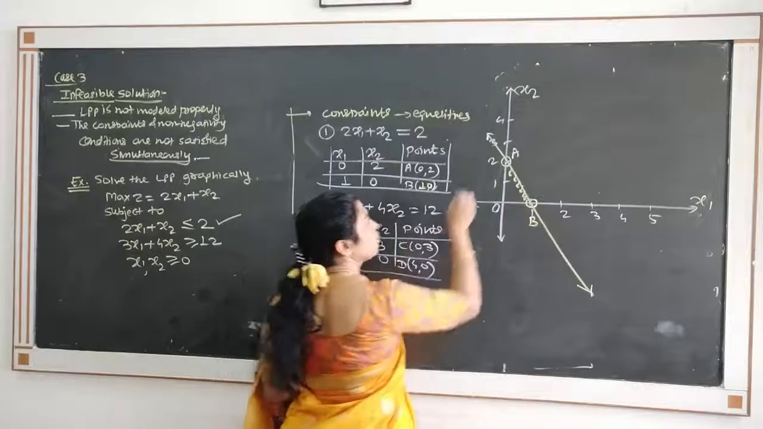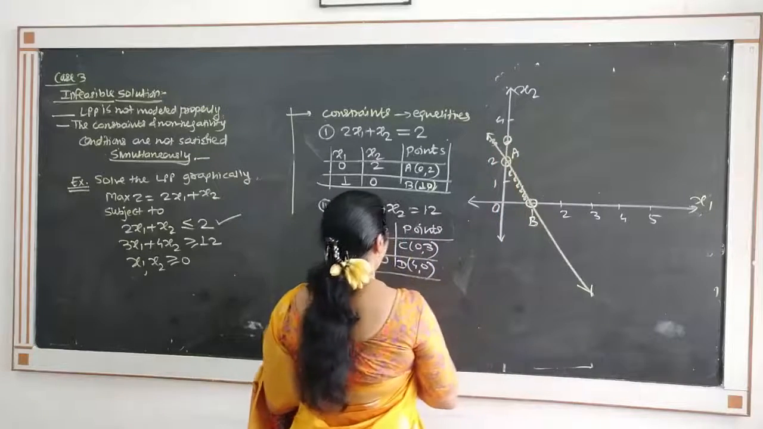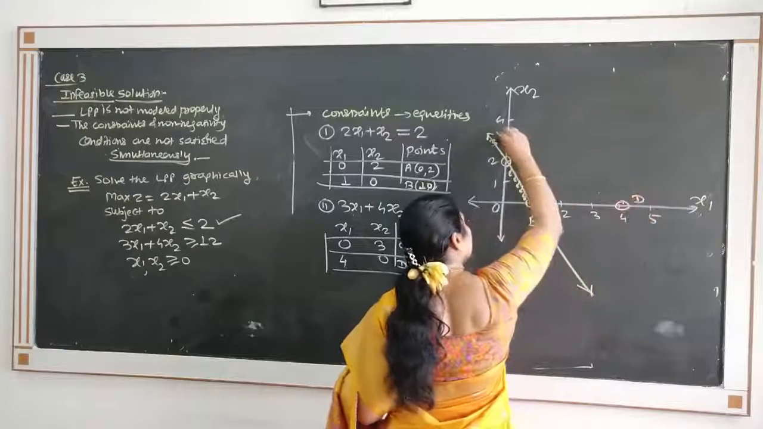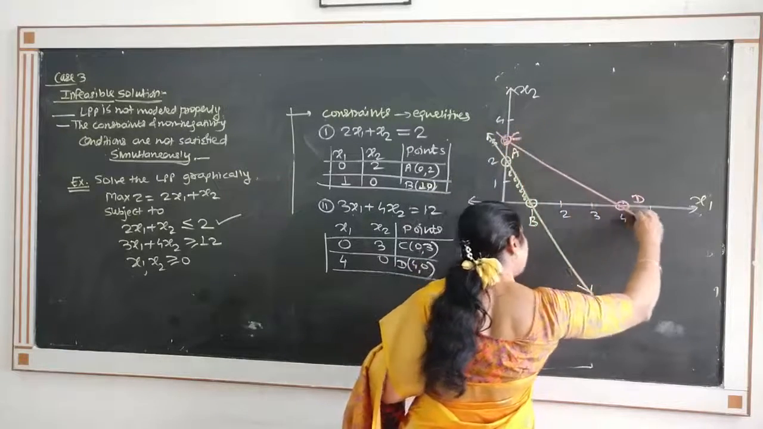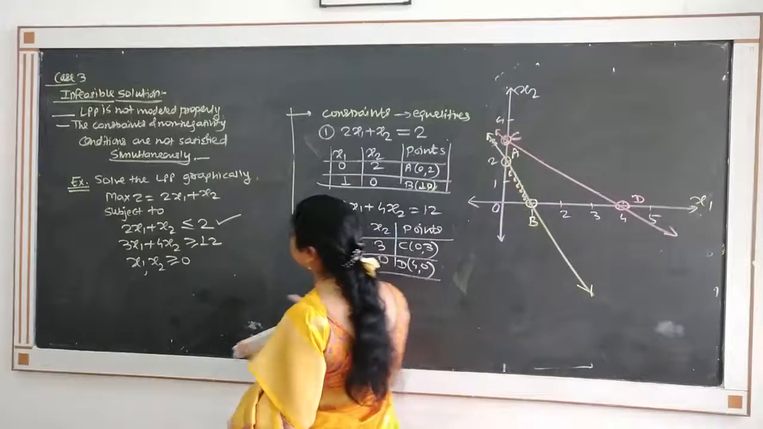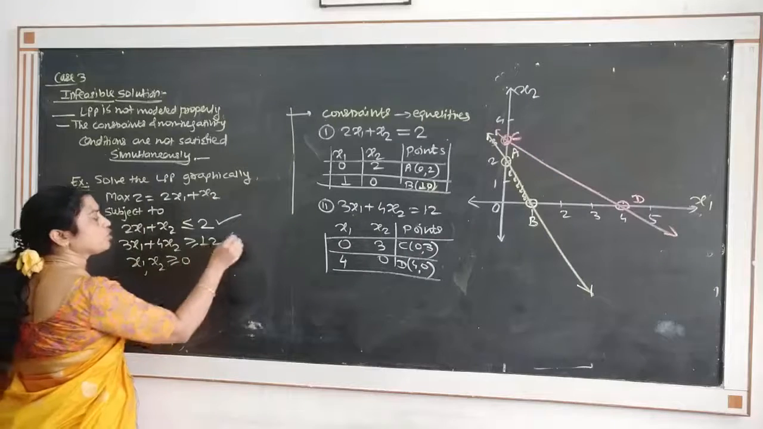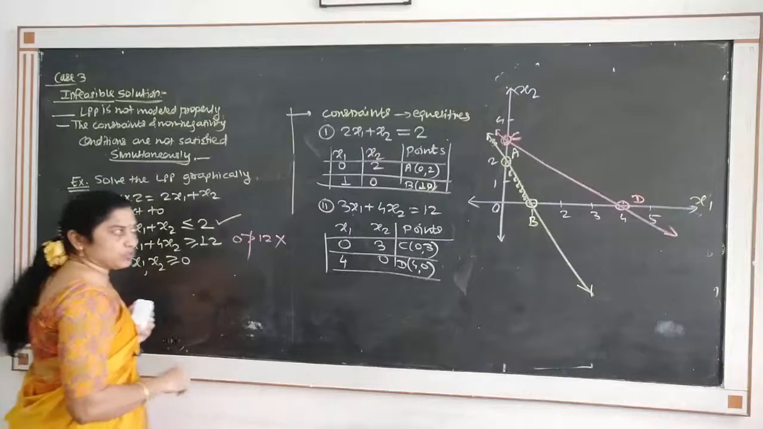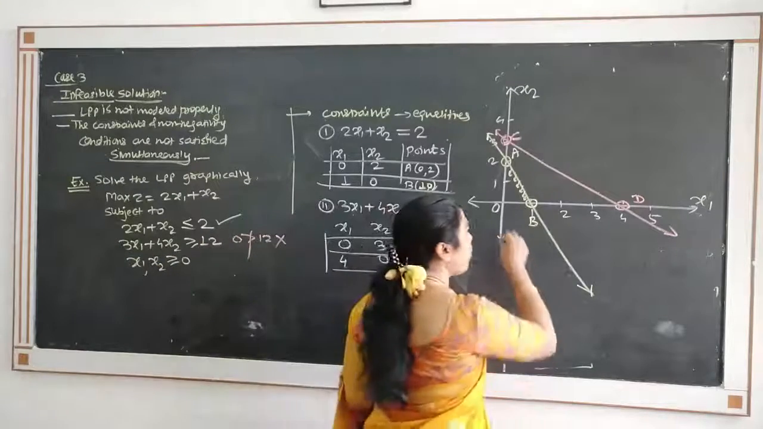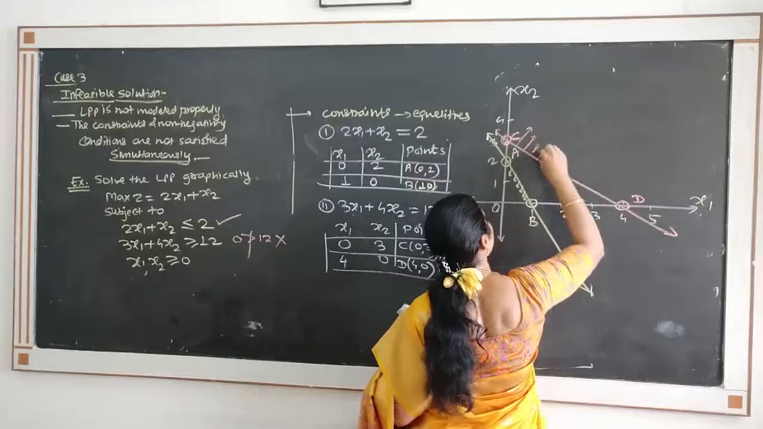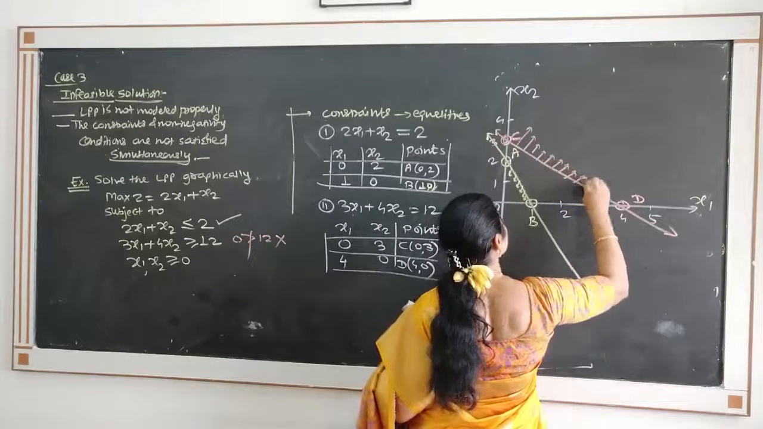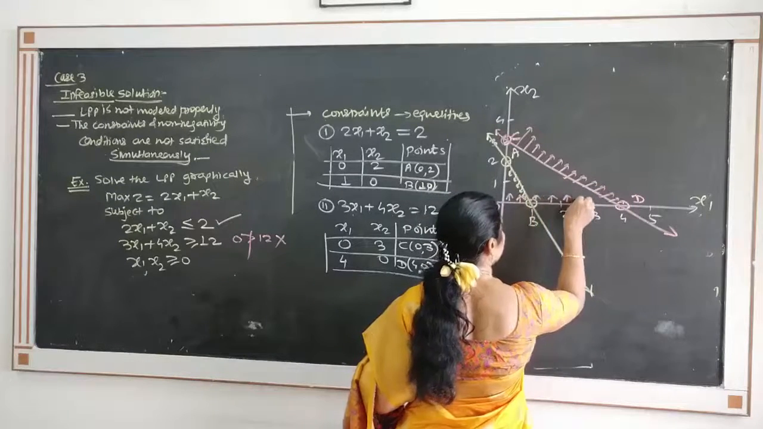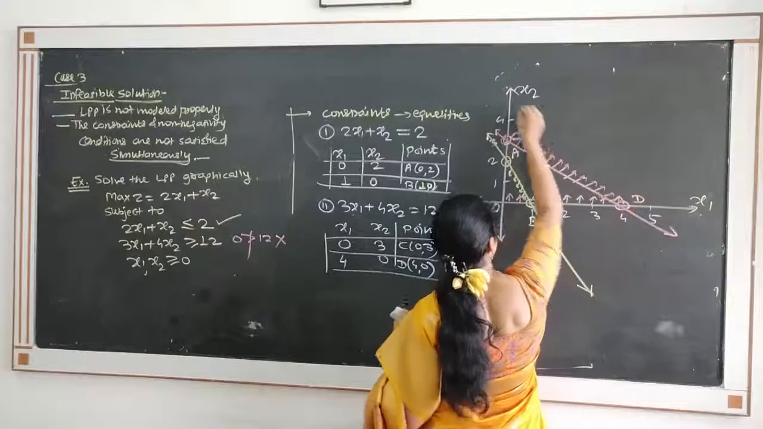For the second, the C point is 0, 3 and the D point is 4, 0. This is the line CD, and which region is required? If you put 0, 0 in this inequality, 0 is not greater than 12, the inequality is not satisfied by the origin, meaning we want the region which does not contain the origin, so the region above the line. And because x1, x2 are greater than or equal to 0, the feasible region is restricted to the first quadrant.